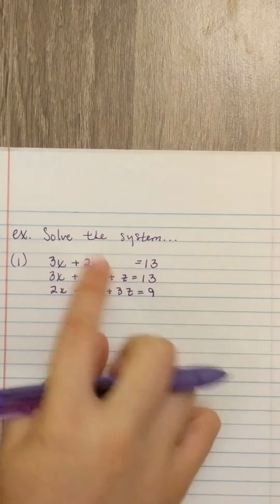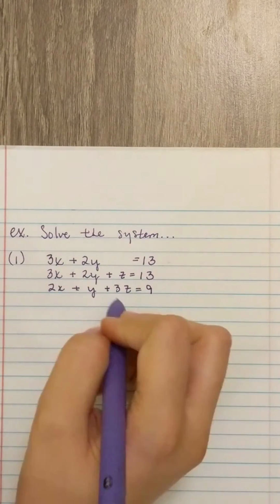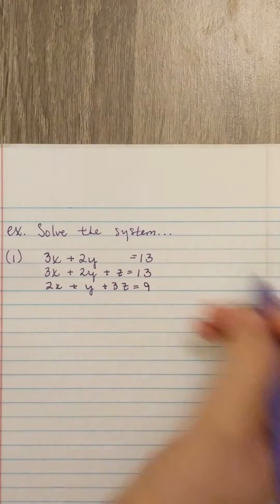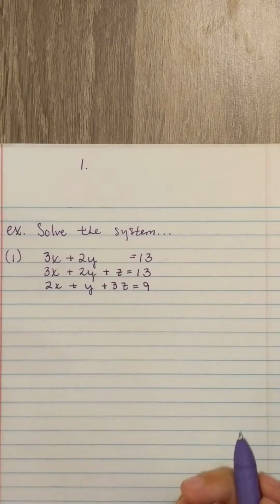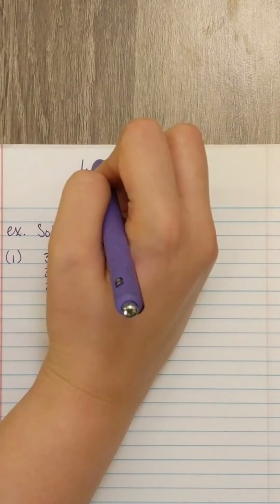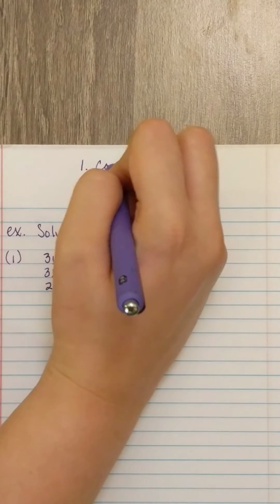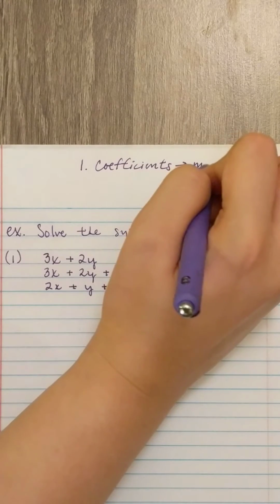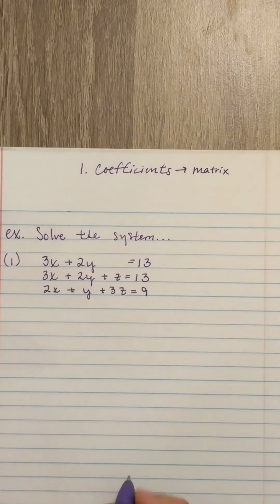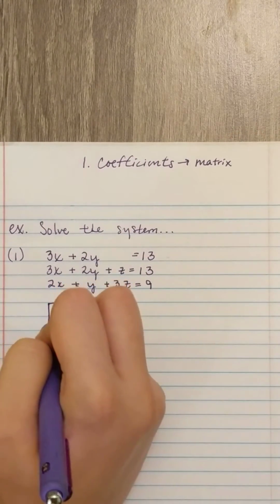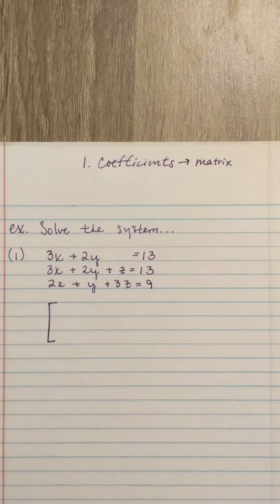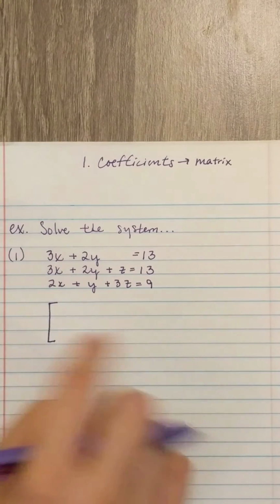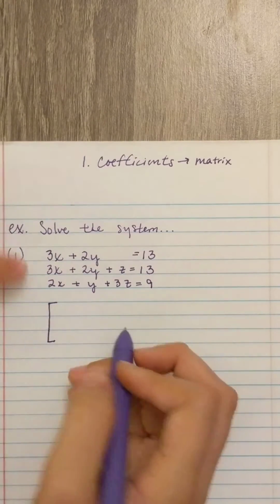Okay, so I made a system of 3 variables, 3 equations, and the first thing I want to do is take my coefficients and put them in a matrix. The professor uses large parentheses. I use actual brackets when I do mine.